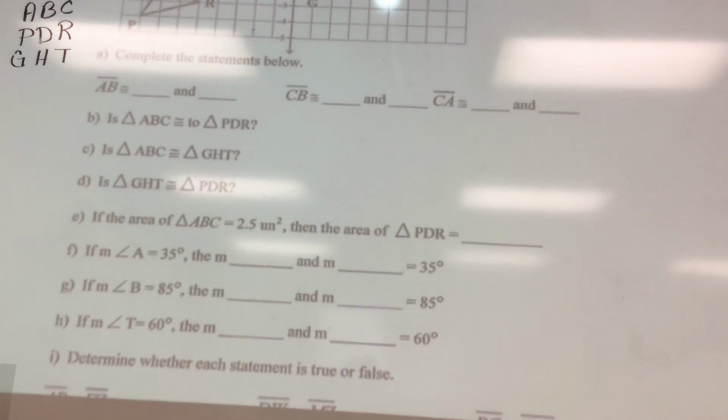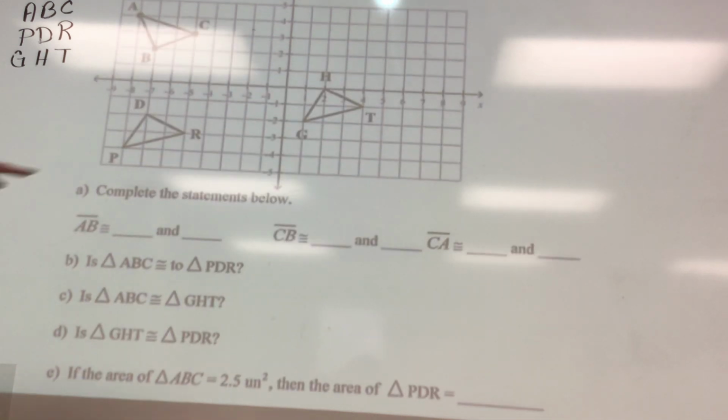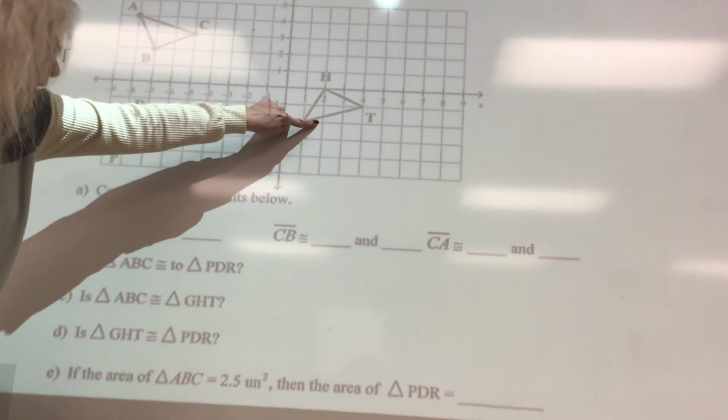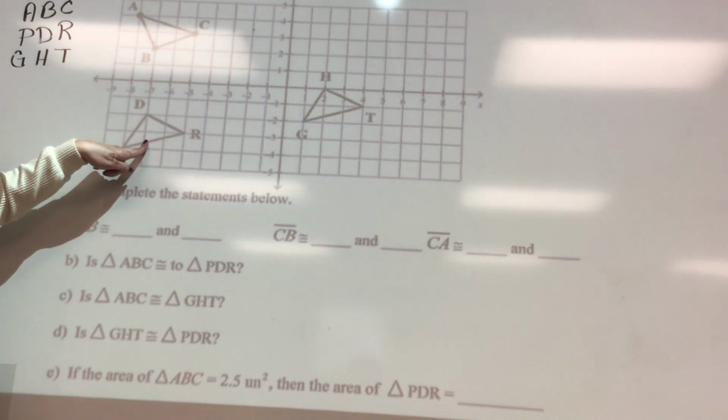Part D: is triangle GHT congruent to triangle PDR? So is triangle GHT congruent to PDR? Yes or no? Okay.